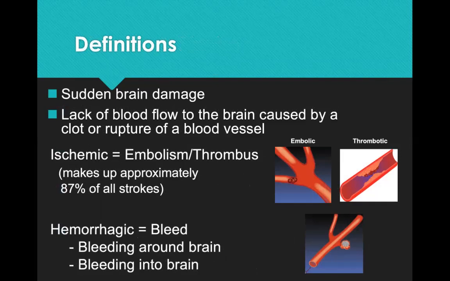So, what are some definitions of what a stroke is? It's basically sudden brain damage for a variety of different reasons. It's a lack of blood flow to the brain, and it's caused by a couple of different things. It can be caused because of an ischemic stroke. Ischemic stroke is a lack of oxygen because of a lack of blood flow. That's what ischemia means. And it is usually caused by an embolism or a thrombus. So it's something that is lodging within the area, and it makes it so that you are unable to get blood flow past that area. And this is really the most predominant type of stroke that we have. It makes up about 87% of all the different strokes.